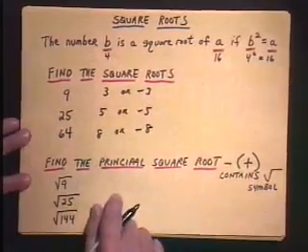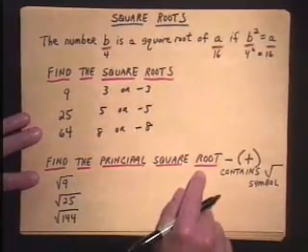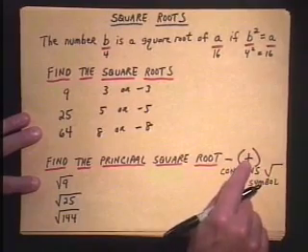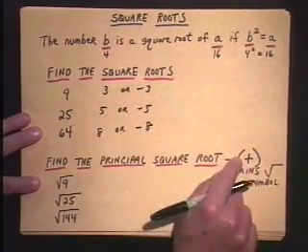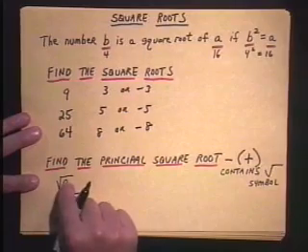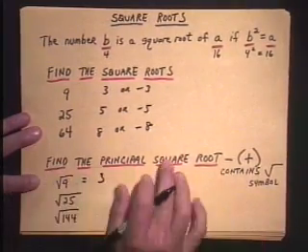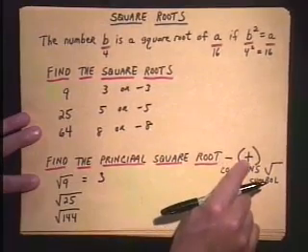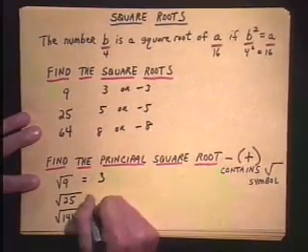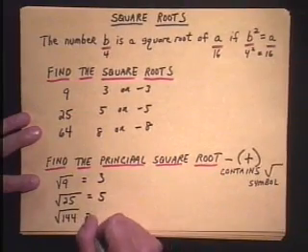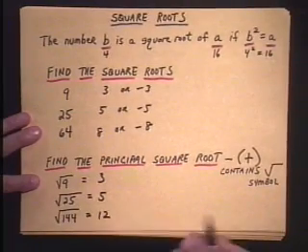But if they say find the principal square root, now that's the one containing the radical symbol, all we're concerned with is the positive answer. So when you see the radical symbol used, the square root of 9, you don't say 3 or negative 3, just 3. Just the positive answer. Square root of 25, 5. And the square root of 144, 12.